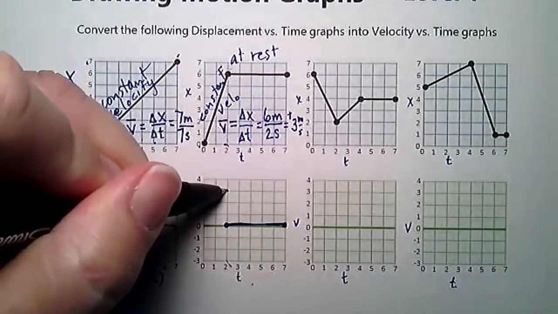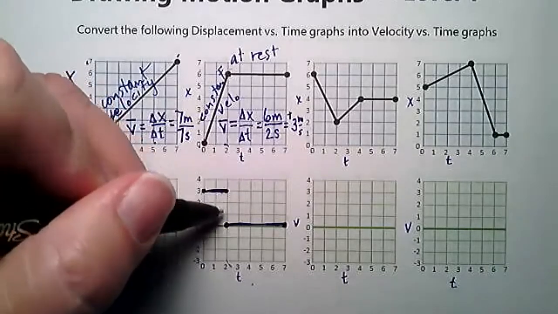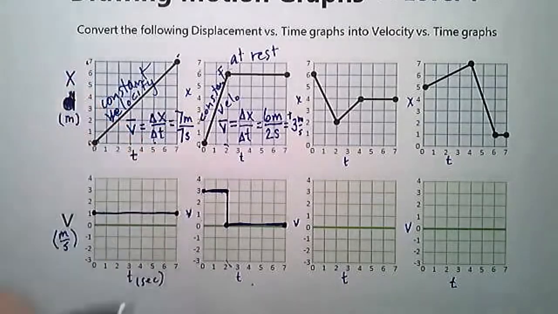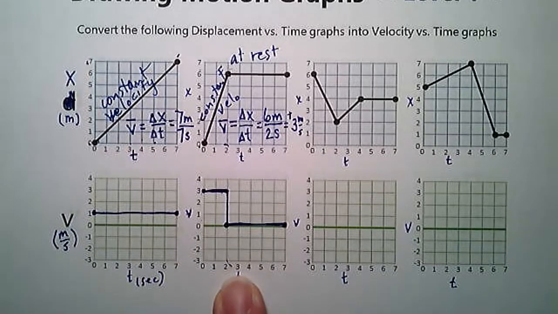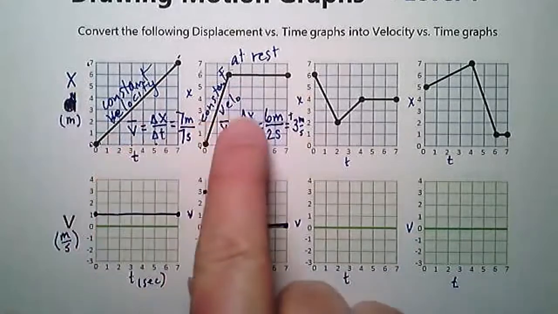So during those first 2 seconds, I was moving at 3 meters per second. To finish this graph off, all I need to do is just connect the two. That's all you got to do. So that is my velocity versus time graph for this particular xt graph.